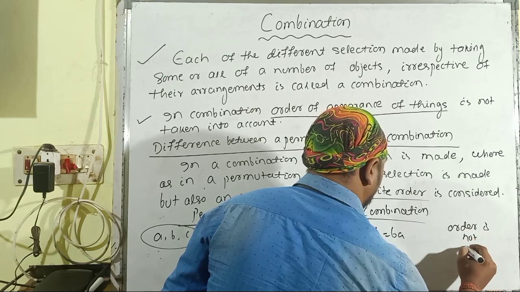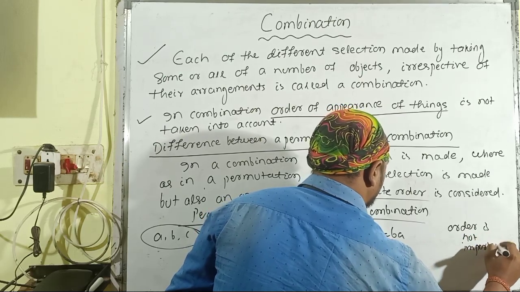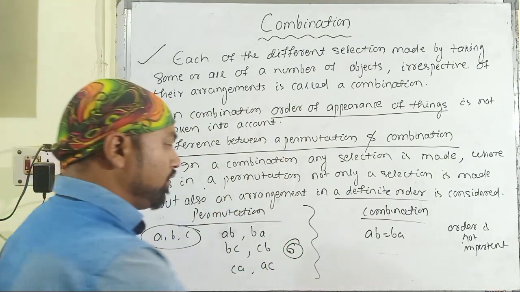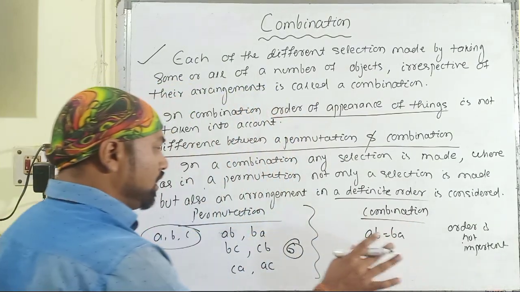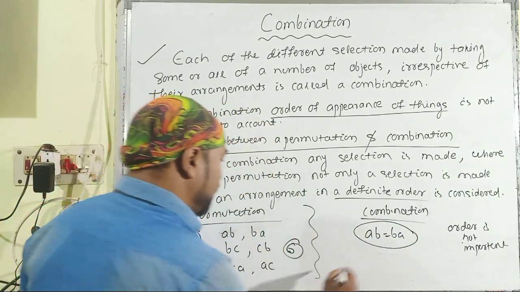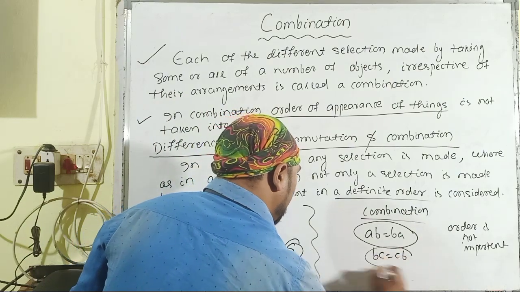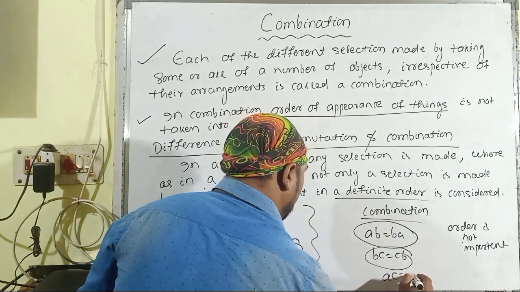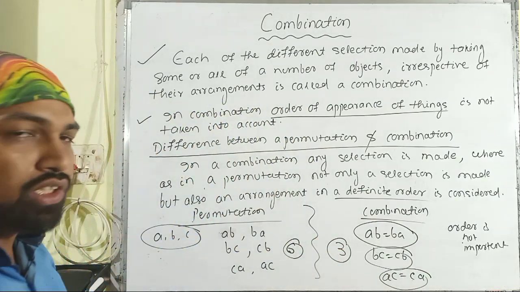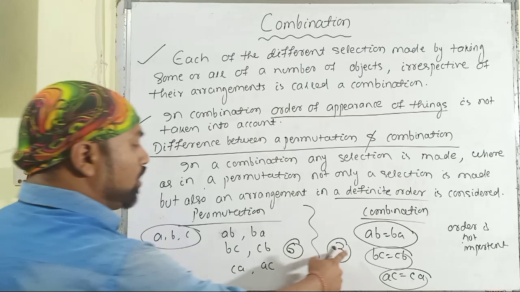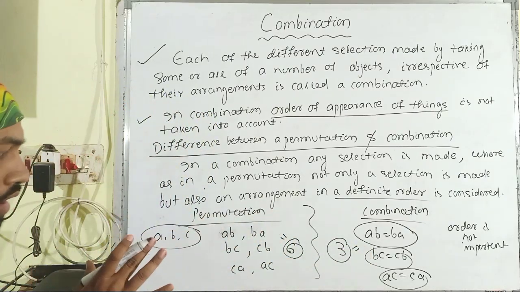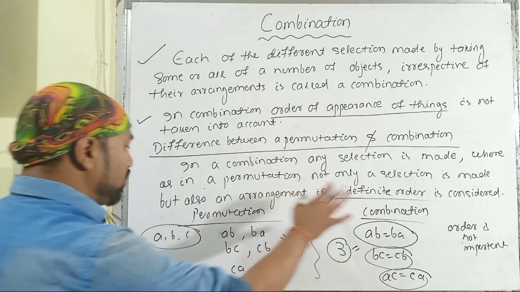Order is not important. That means whether you choose first A or second B, or first B and then A, it does not matter. That means AB is equal to BA. Similarly, in the last cases, BC will be equal to CB, and then at last CA is equal to AC. So here we get 3 total combinations, or the number of combinations is equal to 3, but in permutation the answer is equal to 6. So this is the difference between permutation and combination.